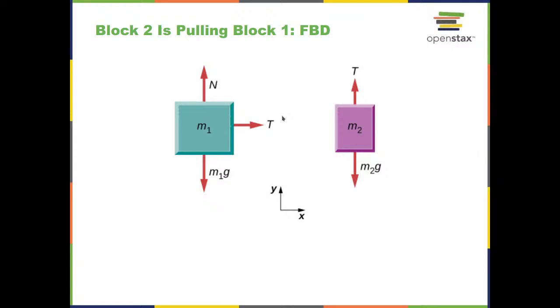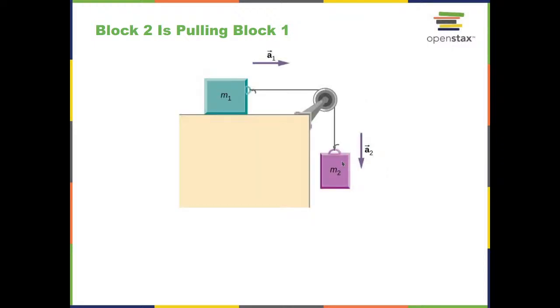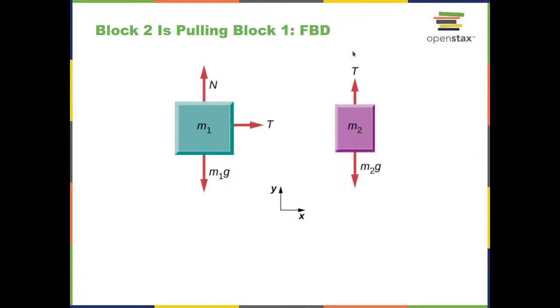And then for block 2, we have the mass. There's going to be a weight that is pulling down, and there's a tension that's pulling up. There's no normal force now because there's no contact with any surface. So there's just going to be these two forces: the tension pulling up and the weight pulling down.